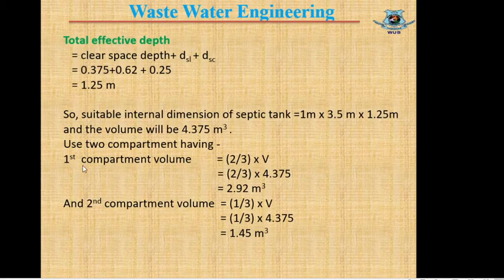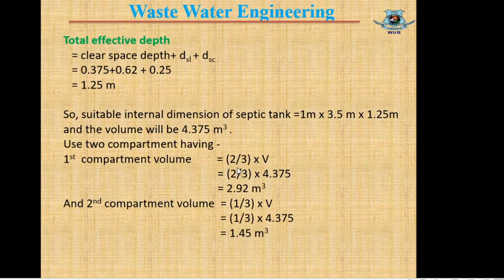Now we need to calculate the volume of each compartment. The volume of the first compartment equals two-thirds into V. Here V equals total volume 4.375 meter cube, and first compartment volume stands at 2.92 meter cube. Similarly, the volume of the second compartment equals 1/3 into total volume V, equal to 4.375 meter cube, and second compartment volume stands at 1.45 meter cube. So this is the design of the septic tank. We have calculated the dimension and compartment volume.